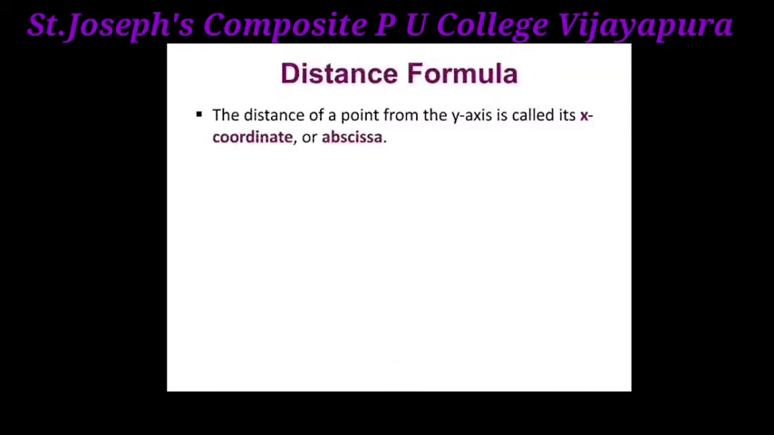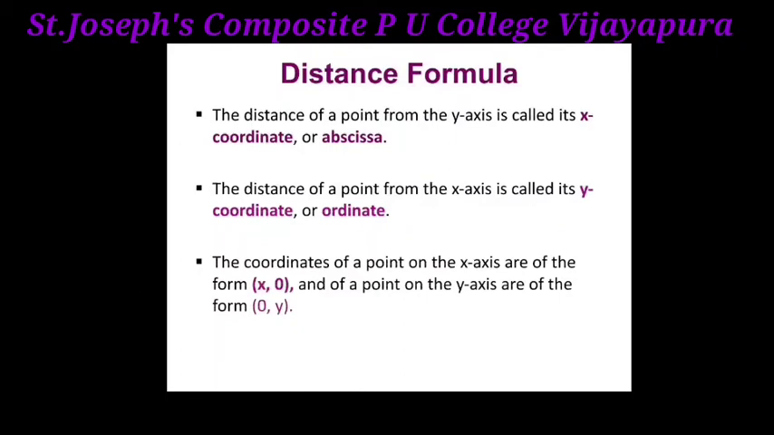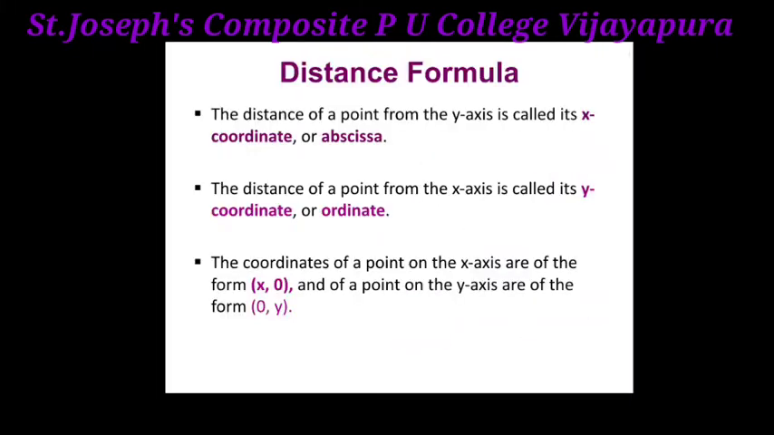So the basics, what we already learned, is the distance of a point from the y-axis is called its x-coordinate or abscissa, and the distance of a point from the x-axis is called its y-coordinate or ordinate, and the coordinates of a point on the x-axis are of the form x comma 0 and of a point on the y-axis are of the form 0 comma y. Okay, so these are the basics: abscissa, ordinate, and the points on the x-axis and points on the y-axis. Already we learned and also we solved some problems related to it.